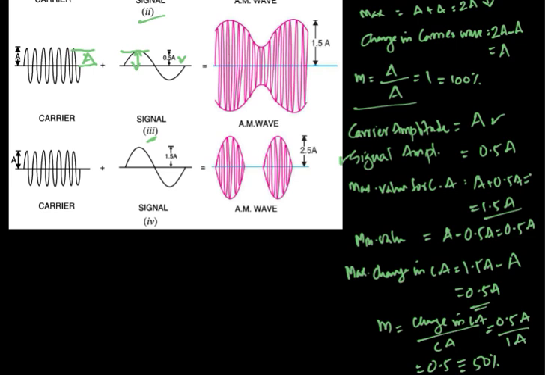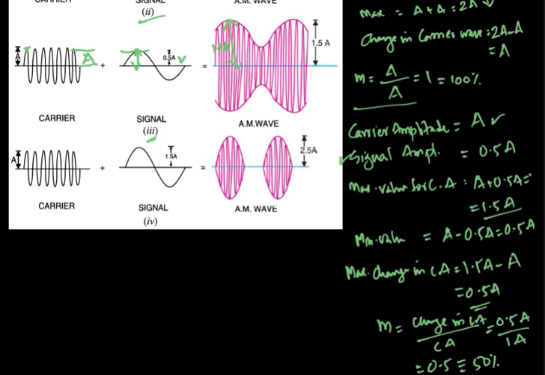Now the maximum value for carrier amplitude is when a signal with amplitude A is superimposed on a signal with amplitude 0.5 A. Then the maximum amplitude will be when the maximum of this signal adds up with the maximum of this one. That will give you A plus 0.5 A, that is 1.5 A, that is represented here. This is the maximum value of the amplitude of the carrier modulated wave. So that is 1.5 A.